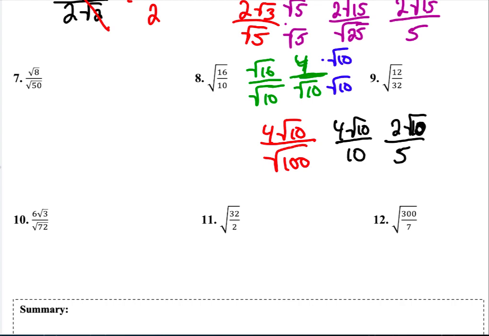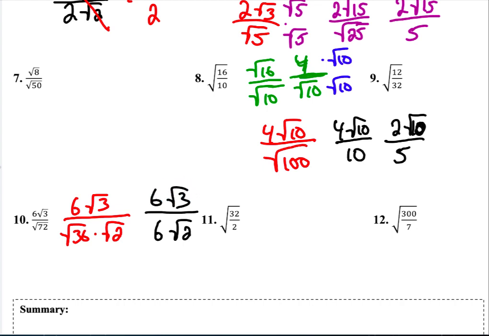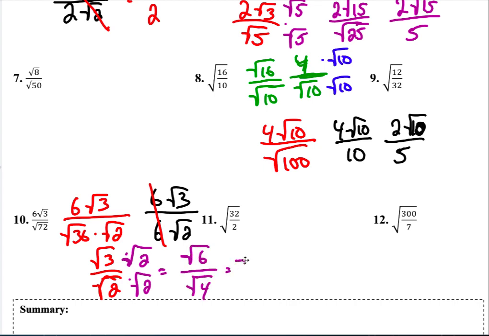All right, so let's take a look at this number 10 and then we'll be finished. So I have 6 square root of 3. 72 is the square root of 36 times the square root of 2. Well, square root of 36 is 6. So I have 6 square root of 3 over 6 square root of 2. My 6's cancel each other out. So I'm left with square root of 3 over square root of 2. I rationalize my denominator by multiplying by the square root of 2. And I get square root of 6 over square root of 4, or square root of 6 over 2.